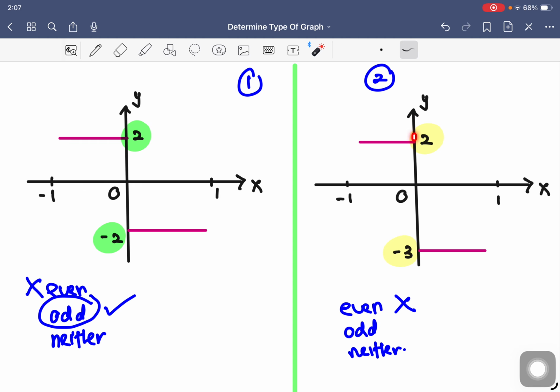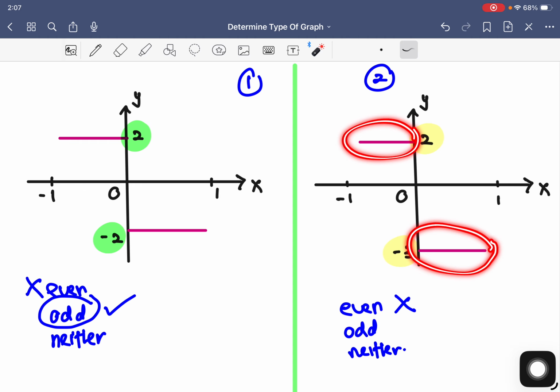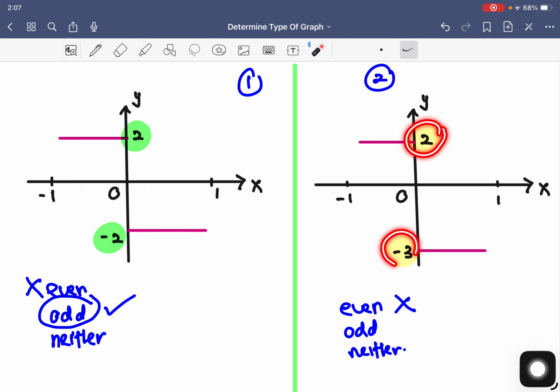Okay, so kita ada bahagian atas dan bahagian bawah. So, the possibility dia nak jadi odd pun boleh. Tapi, when you have different values here, positive 2 and negative 3, it means that it cannot become even. It cannot become odd. Okay, in order to become odd, we must have the same value for the positive and negative. So the choice for this one is neither.